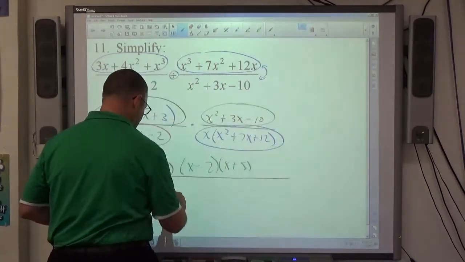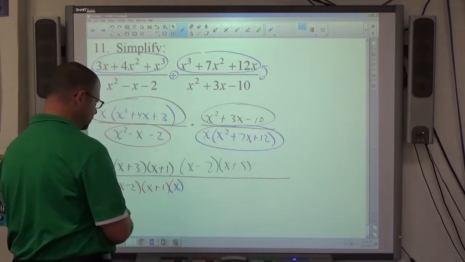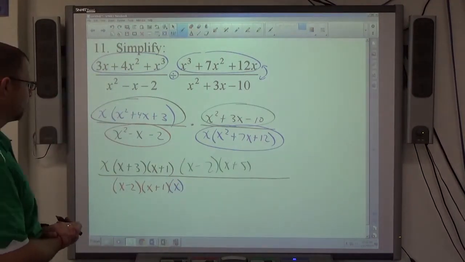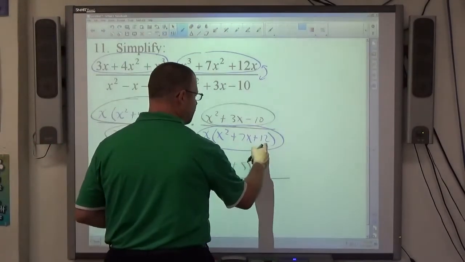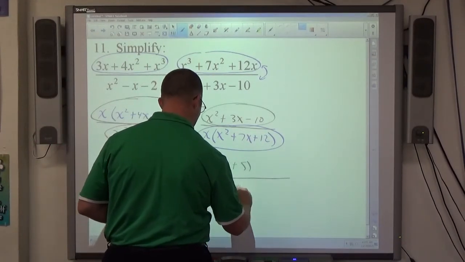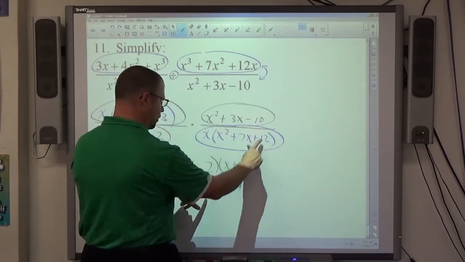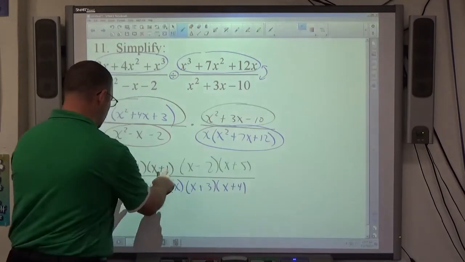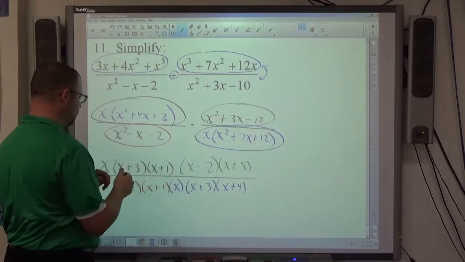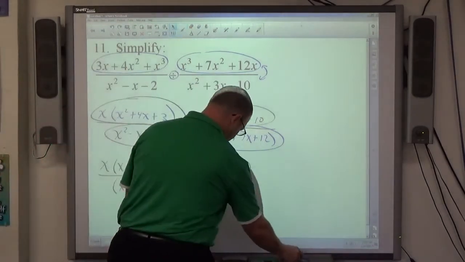On the bottom, we got an x already. And I might put parentheses around it just to reinforce that that's an x, not a multiplication symbol. 3 times 4, 3 plus 4. So x plus 3, x plus 4. And again, if we do verification real quickly, 3 times 4 is 12, 3 plus 4 is 7, 1 times 3 is 3, 1 plus 4, 1 plus 3 is 4. All the stuff's right. At this point, we're looking for common factors.